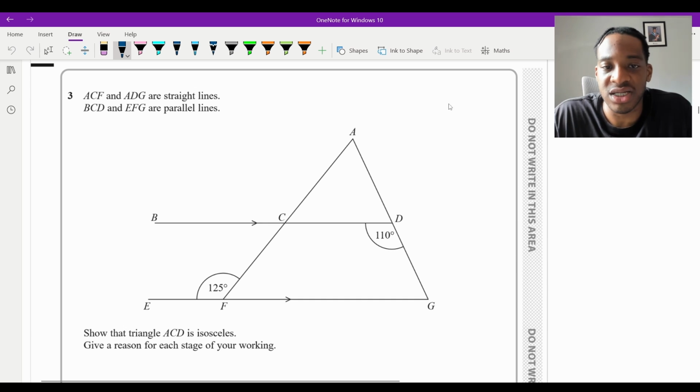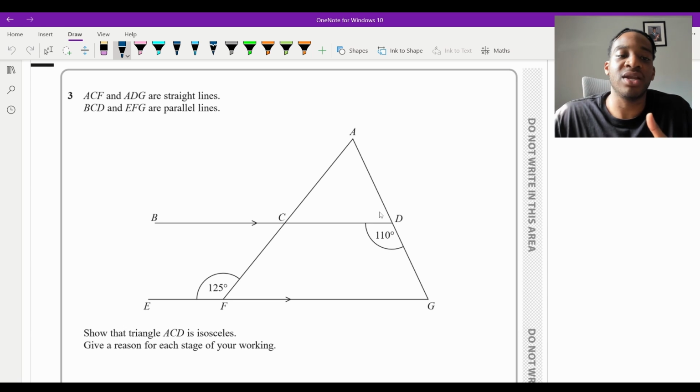Okay, so triangle ACD is this one here, and when you have an isosceles triangle, it just means that two of the sides are the same, meaning that the two angles are the same. So you're going to have two angles out of three which are the same if it's isosceles. So we just need to work out all of the angles in the triangle, and we should expect to get two of them to be the same.